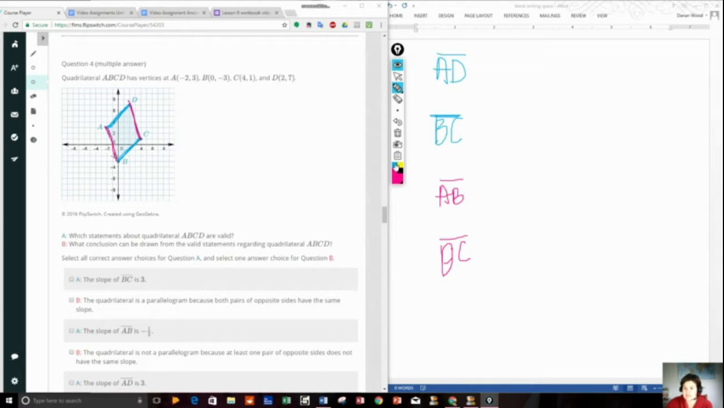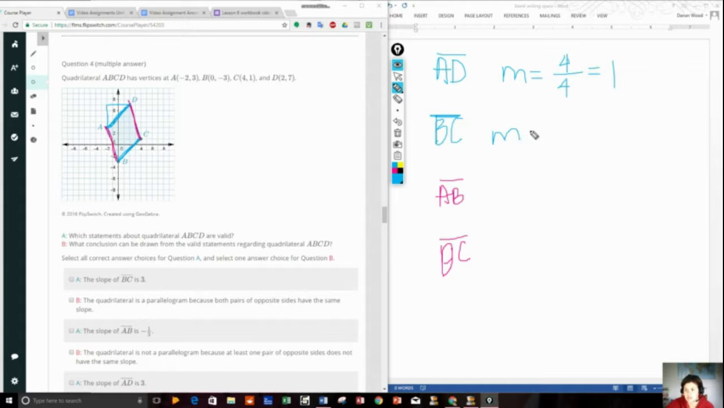So AD, let's find the slope, and I'm going to use the tools that it's given me, which is counting it out. So from A to D, my vertical distance is going to be 1, 2, 3, 4, and it's positive since I went up, and the horizontal distance is going to be 1, 2, 3, 4, and it's going to be positive since I went right. So 4 divided by 4 reduces down to 1.